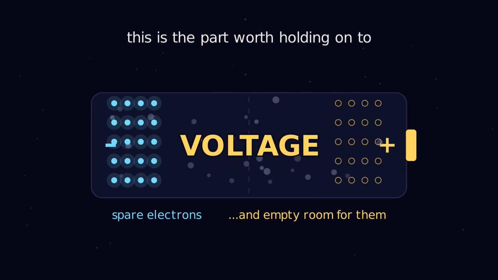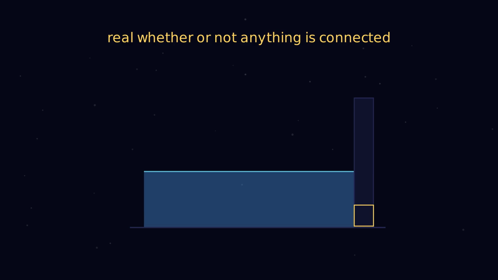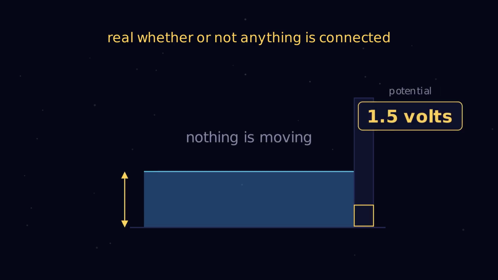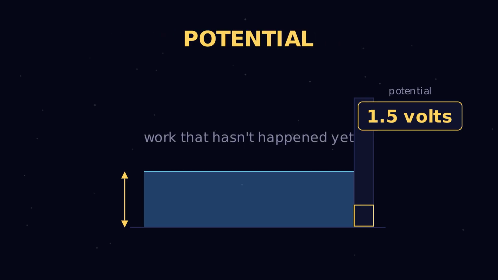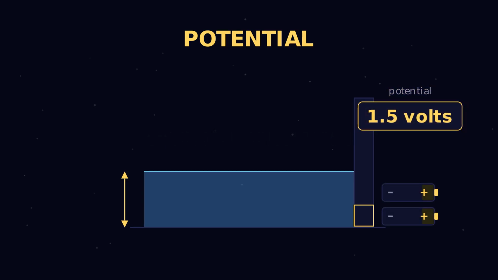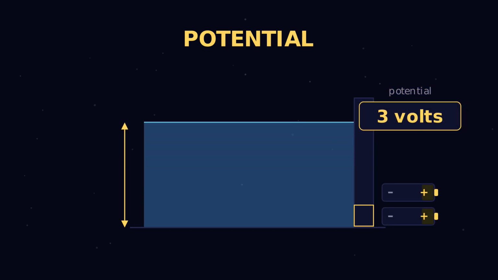Here is the part worth holding on to. The pressure is real whether or not anything is connected. Picture a reservoir behind a dam, gate shut. Nothing is moving, but the height of that water is absolutely real. It is potential, work that hasn't happened yet. Your flashlight battery holds 1.5 volts of it. Stack 2, nose to tail, and you have 3.